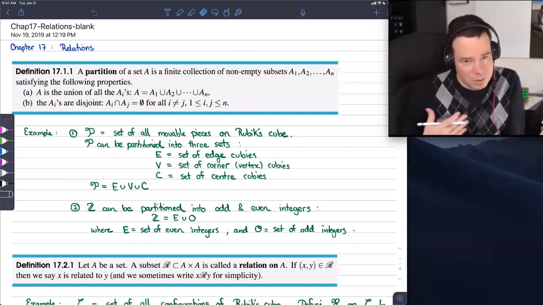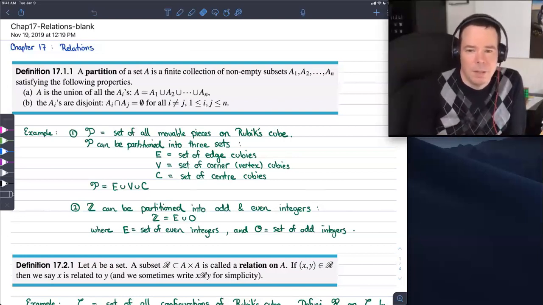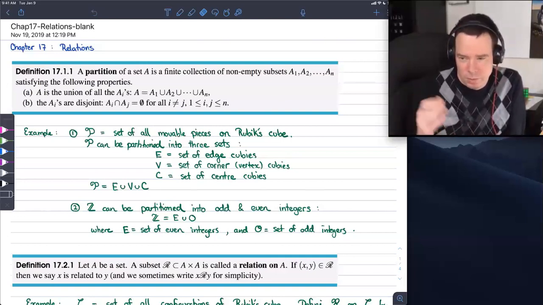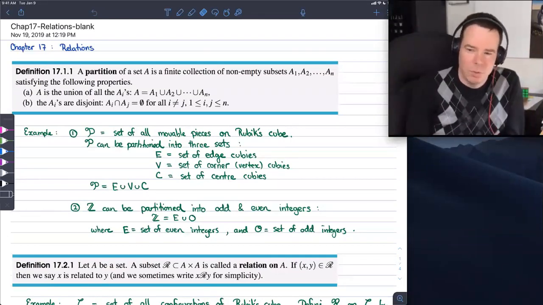So the first thing I'm going to introduce here is just the idea of a set partition. What is a partition of a set? Well, if I have a set A, a finite collection of subsets, which I've called here A1 through AN, with the properties that the union of all of those subsets is all of A, and they are pairwise disjoint. So no two elements of this partition have anything in common. This is what we call a partition. It's just a breaking down of our set A into a finite collection of disjoint subsets.